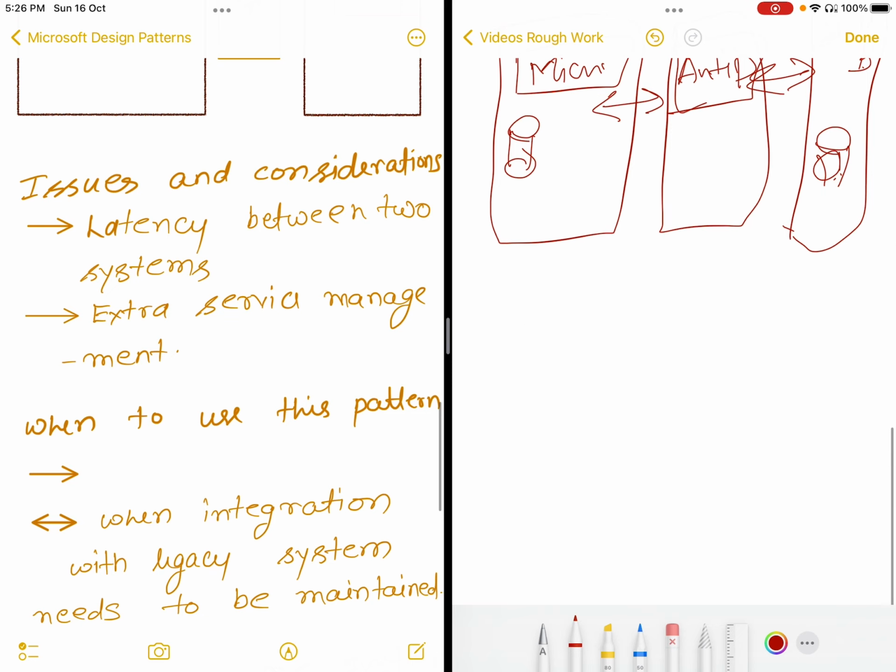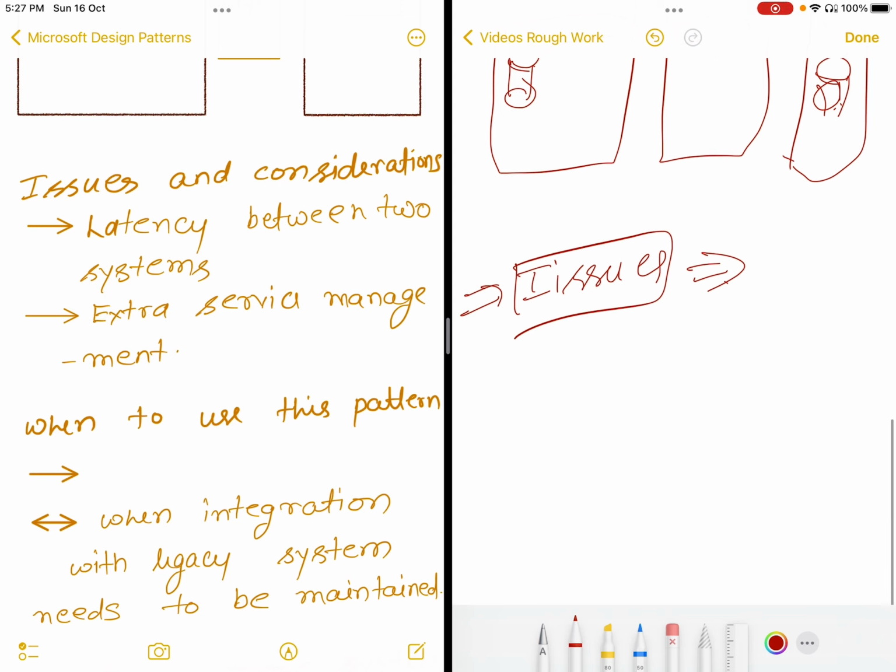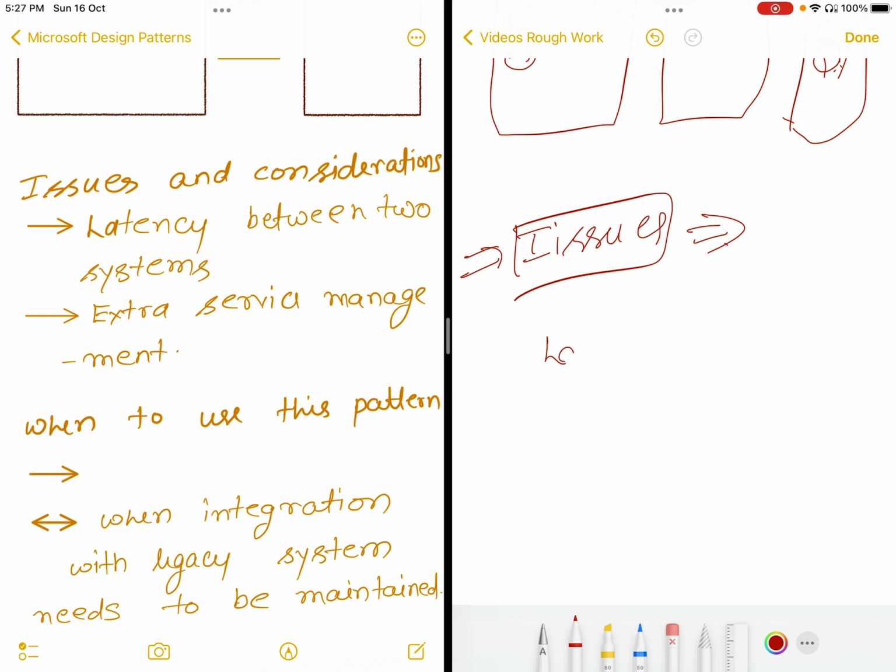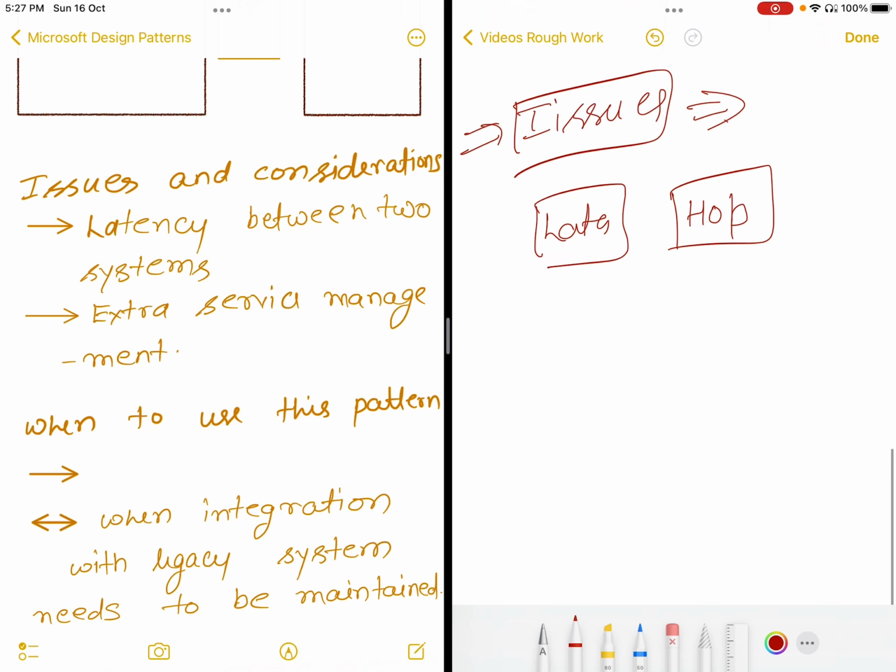Now let's try to understand what all the issues and considerations we should keep in mind while designing this service. One of the issues is that latency will be added because you are adding a new service in between the two. So obviously you are adding one new hop, and with a hop, latency will get added. You will also have one more service to manage just to transform the data.